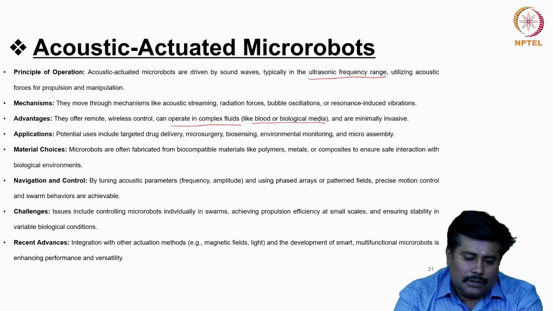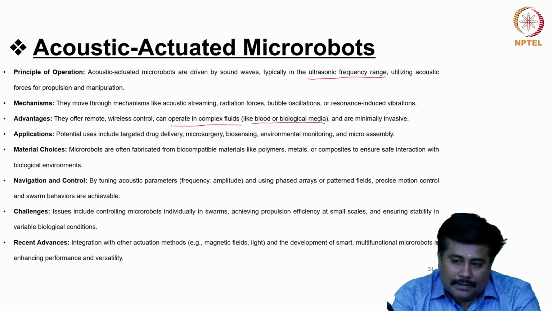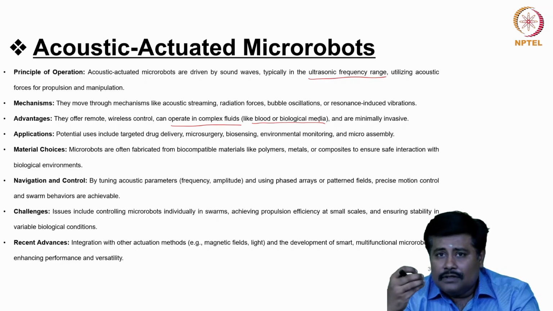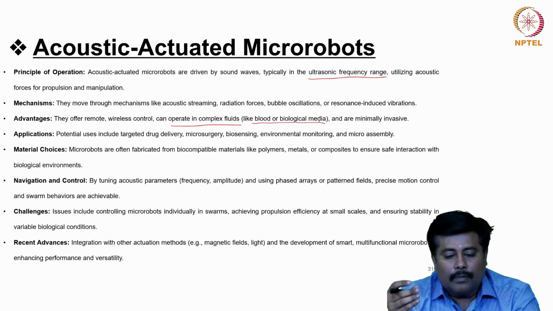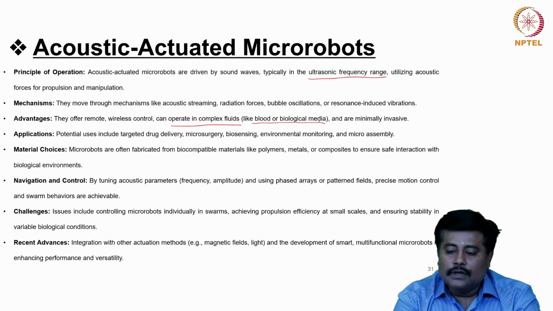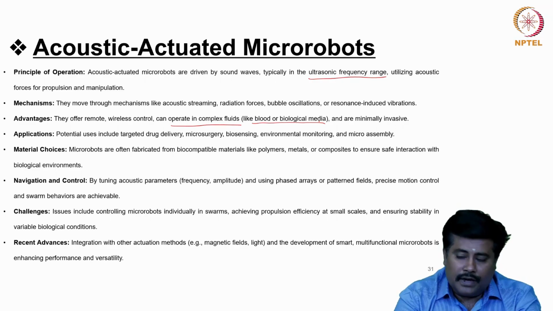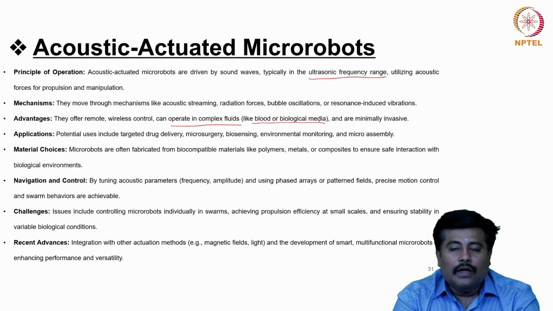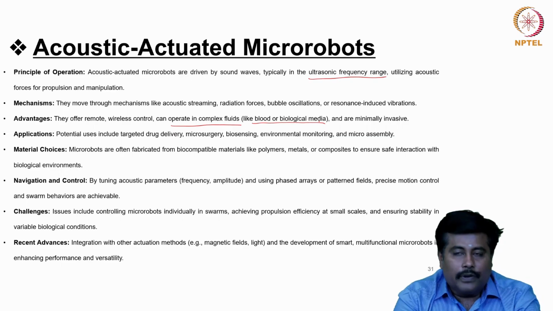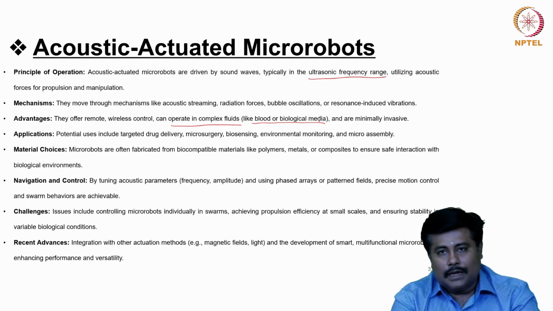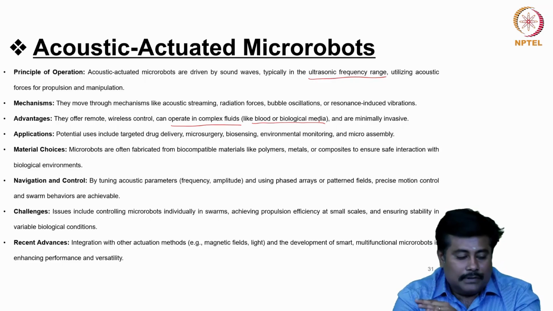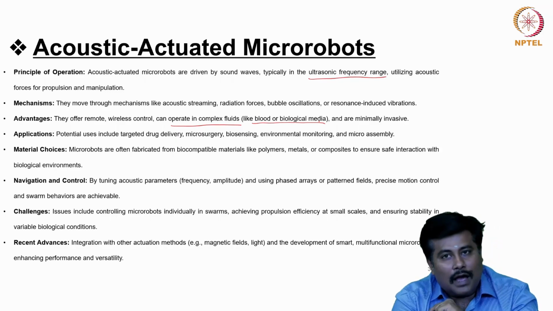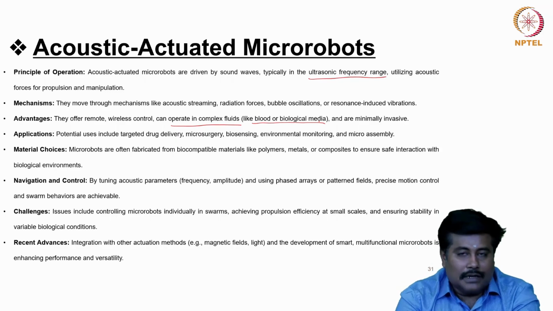With reference to material choices for acoustic actuation, there are certain sets of materials which we may need to consider for appropriate movement. These microrobots are often fabricated from biocompatible materials like polymers, metals, or composites to ensure safe interaction with biological environments. As far as navigation and control are concerned, by tuning acoustic parameters like frequency and amplitude and using a phased array or pattern field, precise motion control and swarm behaviors are quite easily achievable with this navigation control.